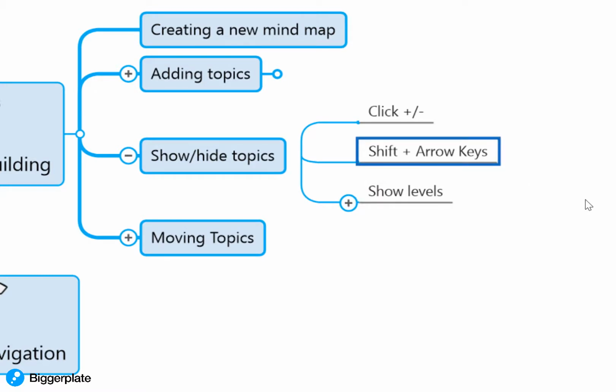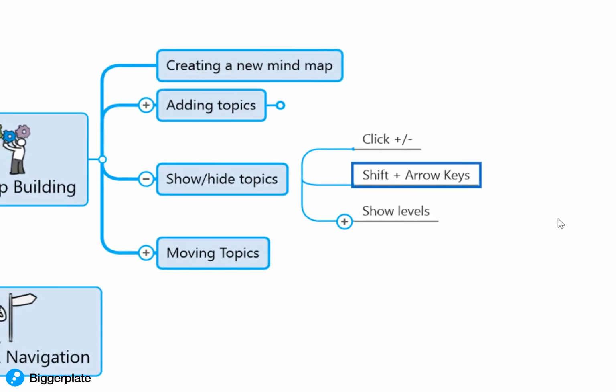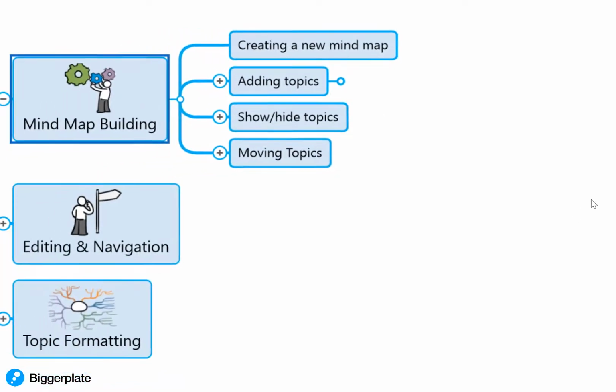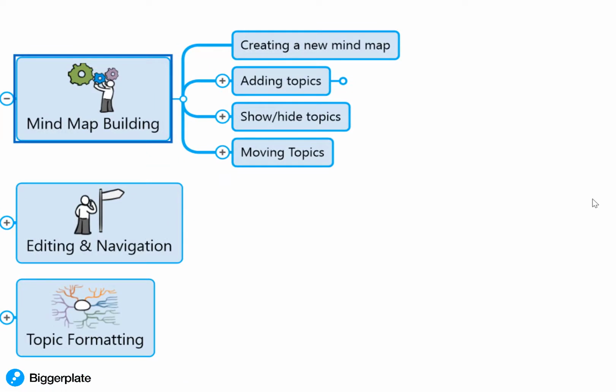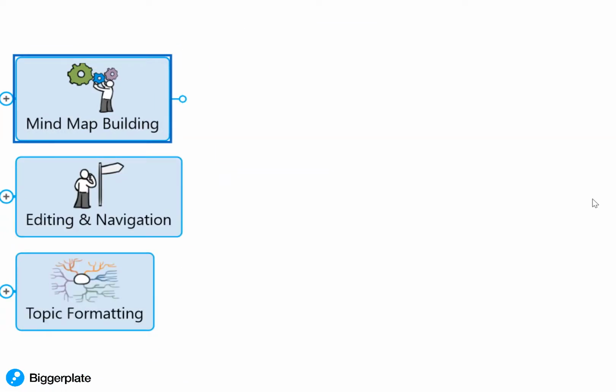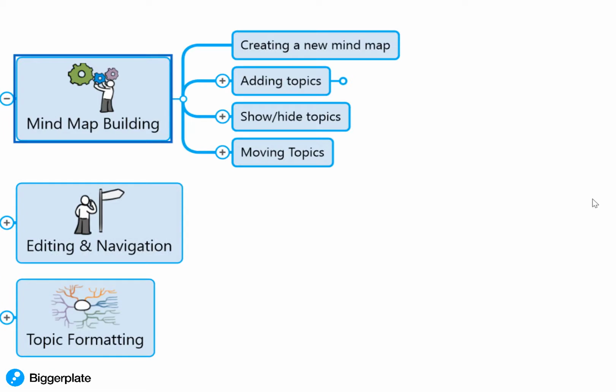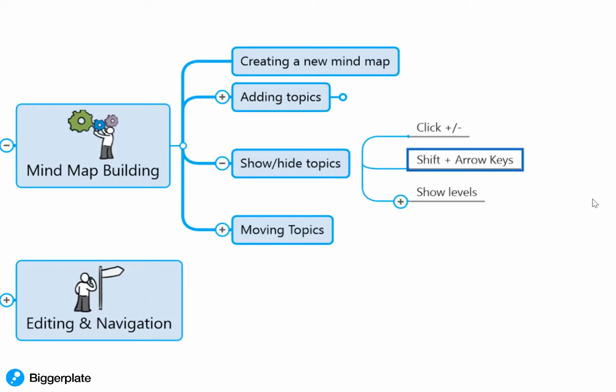You can, again, if you want to get used to using keyboard shortcuts, use the Shift and arrow keys, so the left and right keys, to show and hide certain information. So whatever topic you're on, if you click Shift and left, it's going to hide what's under there. If I click Shift and right, it's going to expand it as we go. So using the keyboard, Shift and arrow to do that.